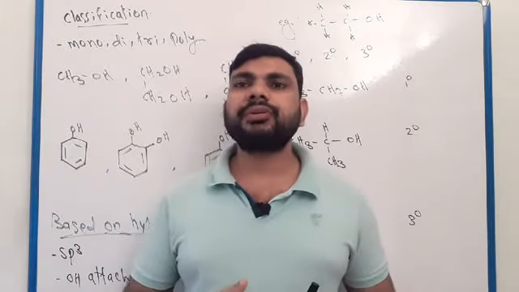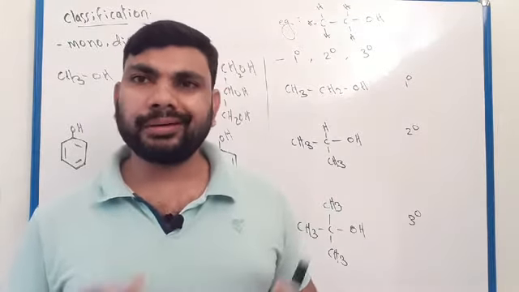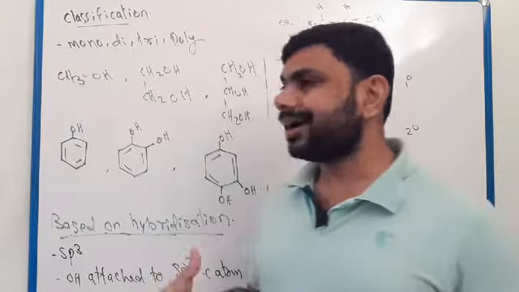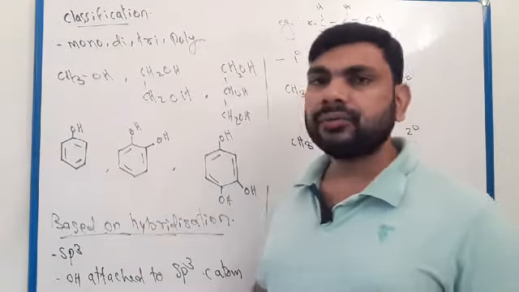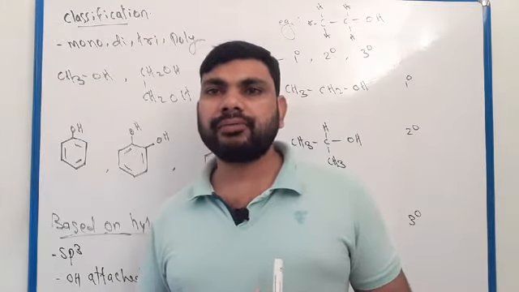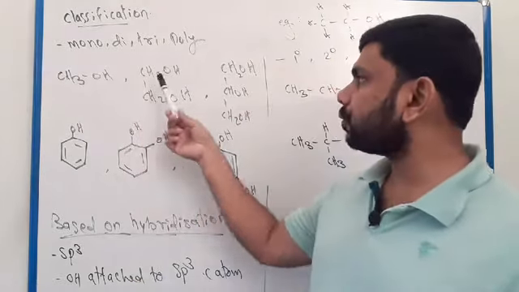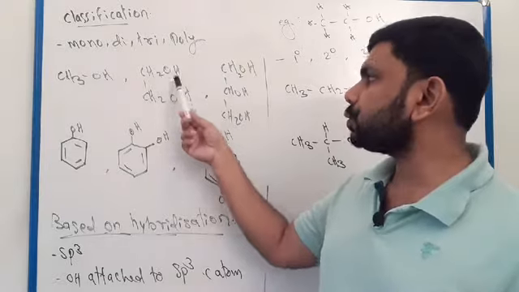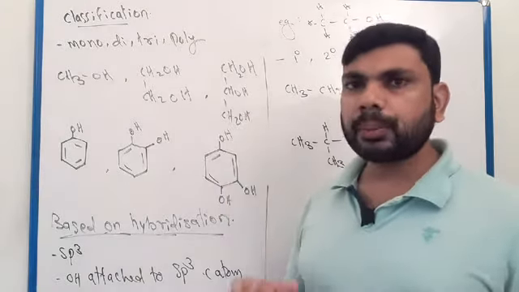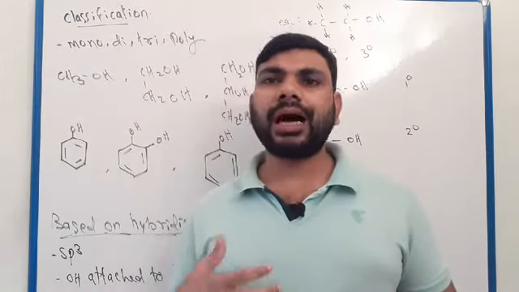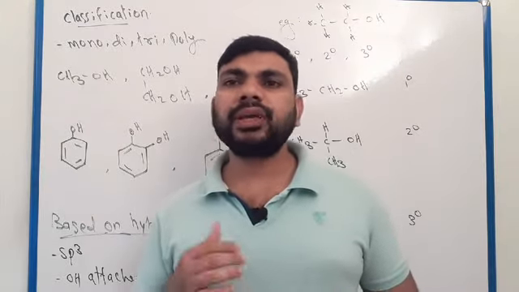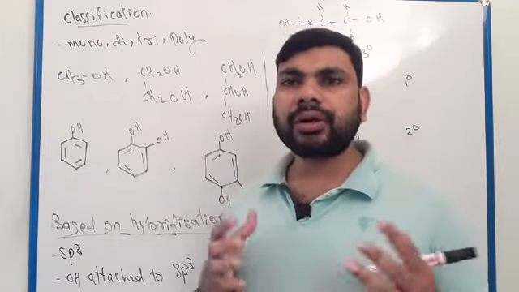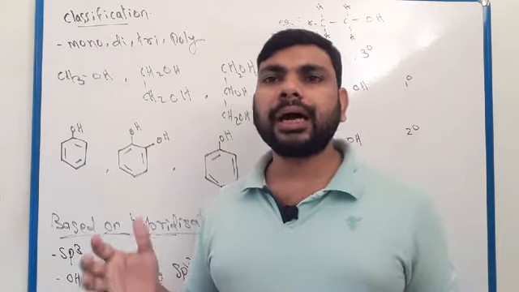Next we have to discuss the classification of alcohol. There are many classifications. The first classification: alcohol can be classified depending on the number of OH groups present. Here in this compound there is only one OH, here two OH groups, here three OH groups. So based on the hydroxyl groups present in the compound, we can classify alcohol as monohydric, dihydric, trihydric or polyhydric alcohol.